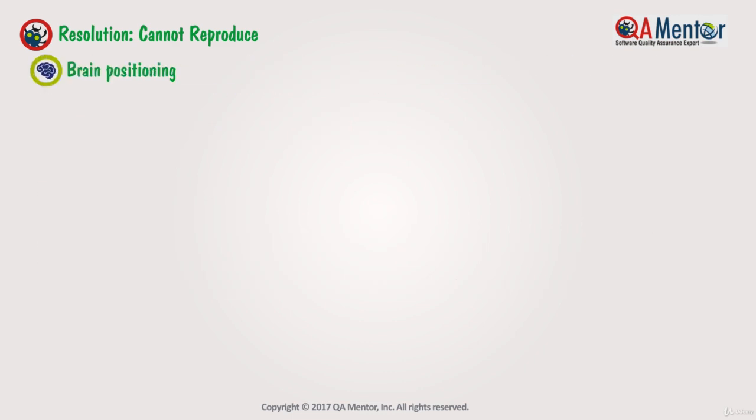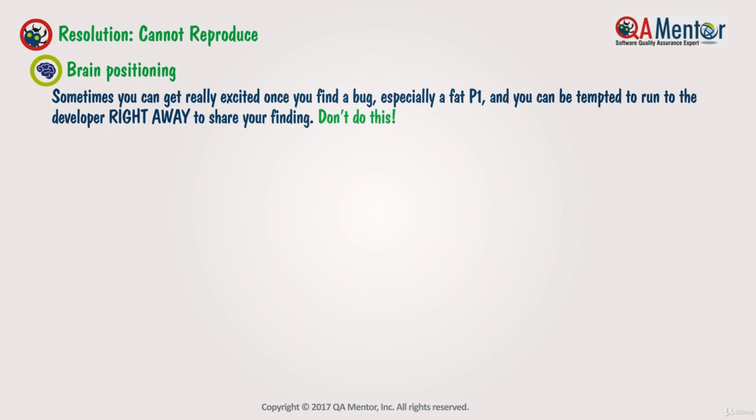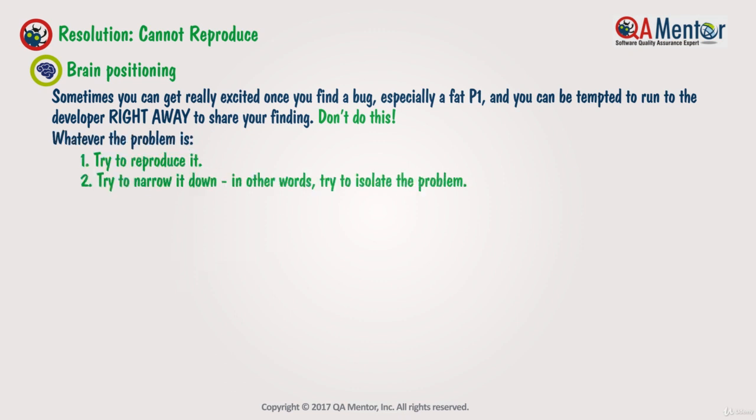Brain positioning. Sometimes you can get really excited once you find a bug, especially a fat P1, and you can be tempted to run to the developer right away to share your finding. Don't do this. Whatever the problem is, 1. Try to reproduce it. 2. Try to narrow it down. In other words, try to isolate the problem.